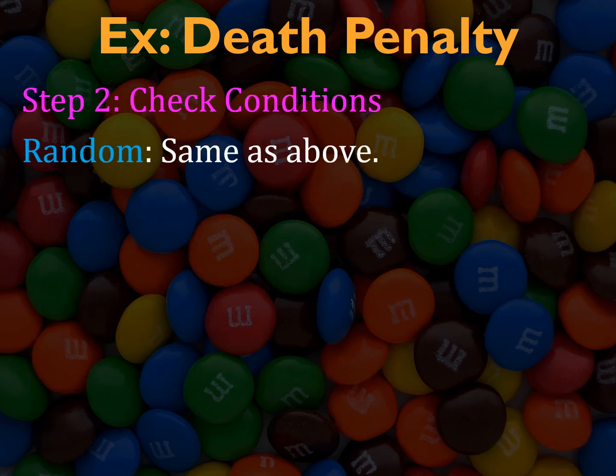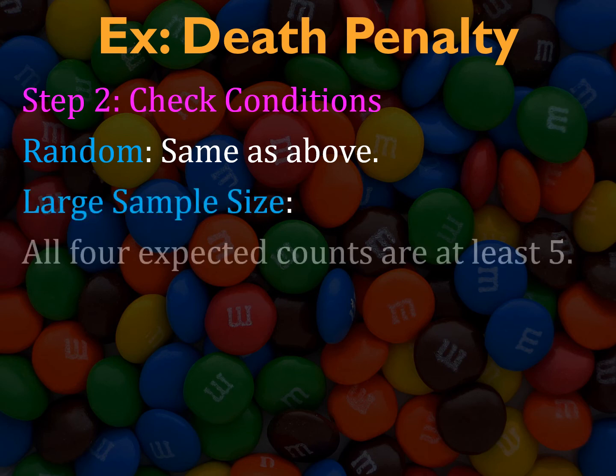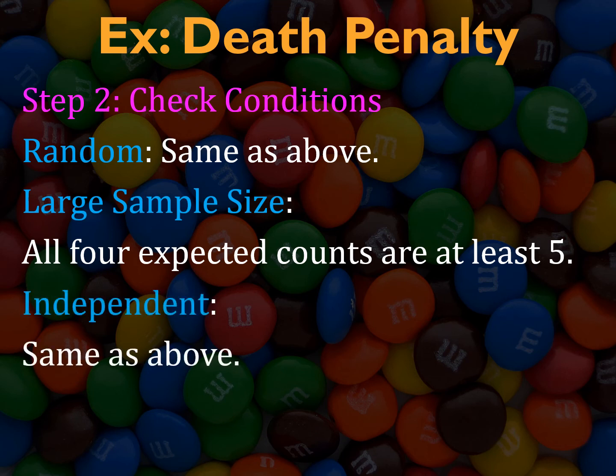Conditions, random. We basically went through it with the z-test. So they're both random samples. Large sample size, if you look at the previous slide, all four expected counts are at least 5. And independent, same as above. We know that there are more than 13,800 high school grads and 5,040 college grads in the population.